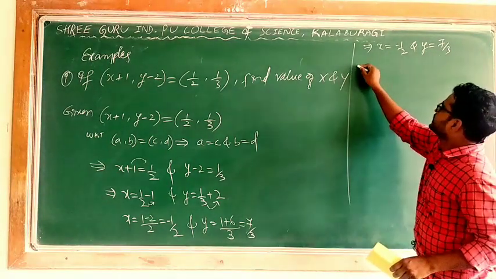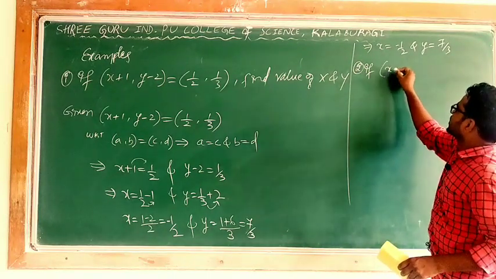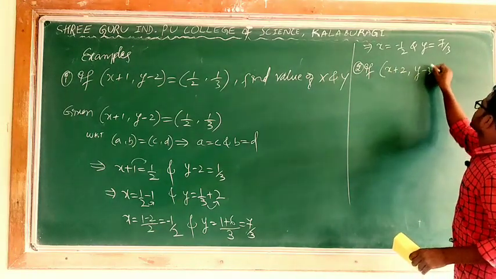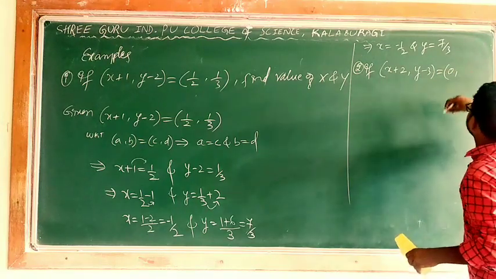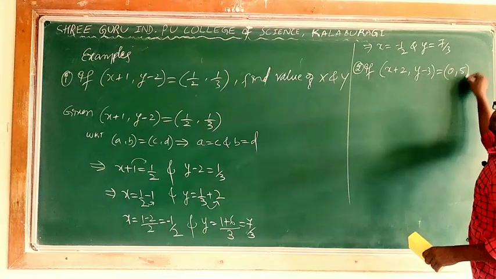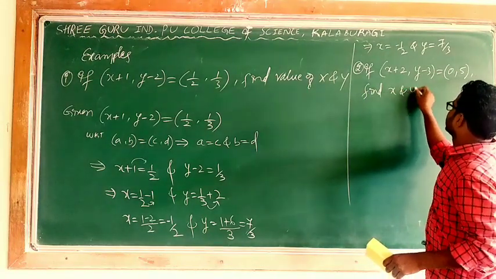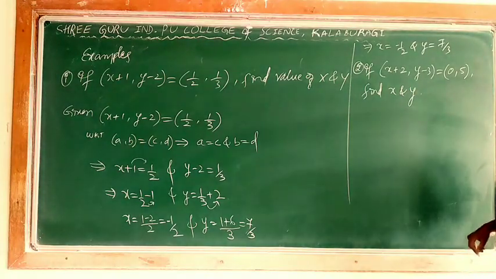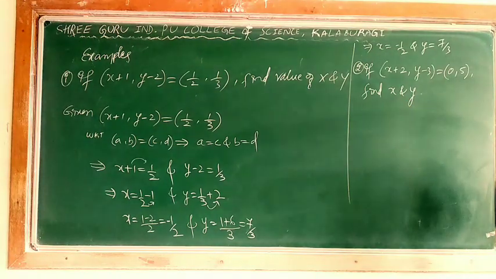So, second problem. If (x plus 2, y minus 3) is equal to (0, 5), find x and y. The thing is the same. Again, it's a very simple problem. You can take two ordered pairs. Whenever two ordered pairs are equal, their corresponding elements are equal.